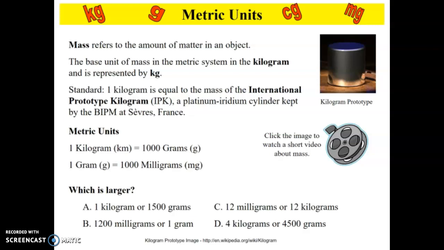All right, let's look at these. As you know from above, 1 kilogram is 1,000 grams, so 1,500 grams would be larger. 1,200 milligrams is larger than 1 gram, because 1 gram is only 1,000 milligrams. 12 kilograms is significantly larger than 12 milligrams. It would take many milligrams to get to 12 kilograms. And then 4,500 grams will equal 4.5 kilograms. That one's larger.